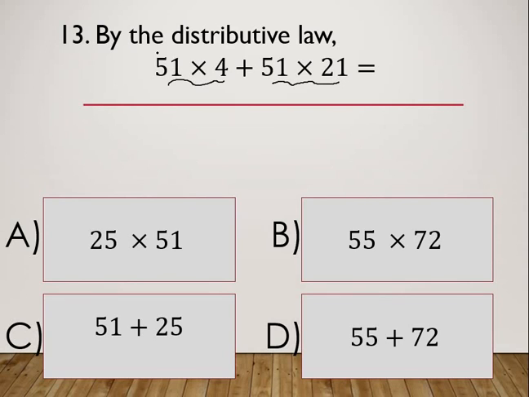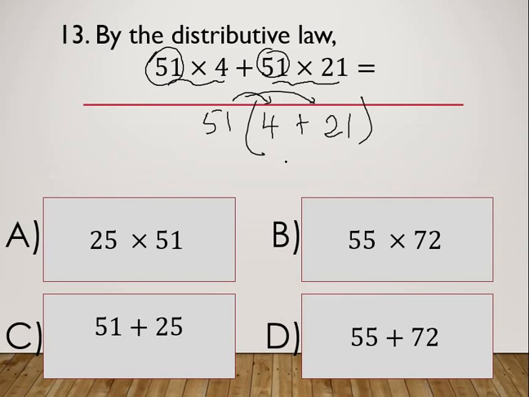So we have 51 here. We also have 51 here. So we'll factor it out. We have 51. What's remaining? We have a 4. Put the plus sign, and we have a 21. Put it back here. If you notice, 51 times 4 gives us this, and 51 times 21 will give us this part by the distributive law. And if you think about it, this is actually 51 multiplied by, what's this? 25.